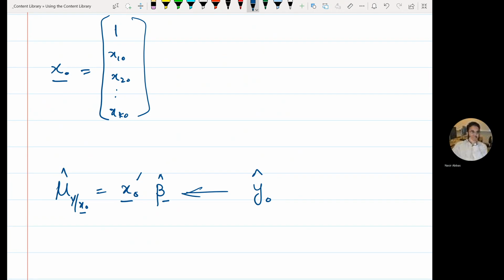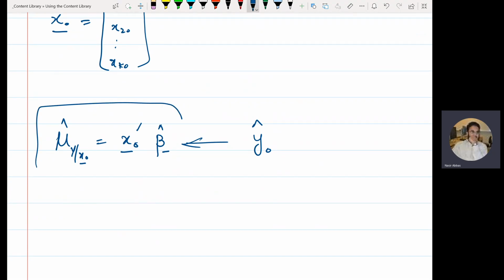Exactly be the same. Now, exactly the same story about the interval estimate. To get to the interval estimate, this is, by the way, the point estimate of mean of y when x is x naught vector. I need an interval estimate.